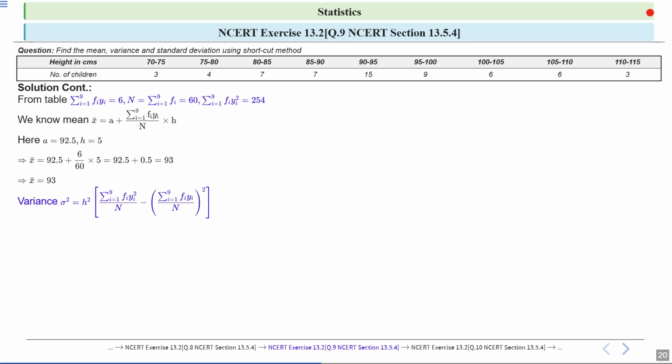Now let's look at the formula for variance using the shortcut method. Variance sigma squared equals h squared times the quantity: summation from i equal to 1 to 9 of fi times yi squared divided by n, minus summation from i equal to 1 to 9 of fi times yi divided by n, whole squared.